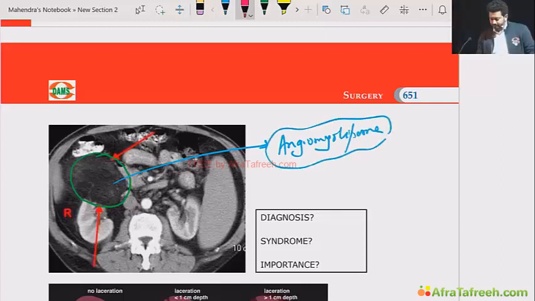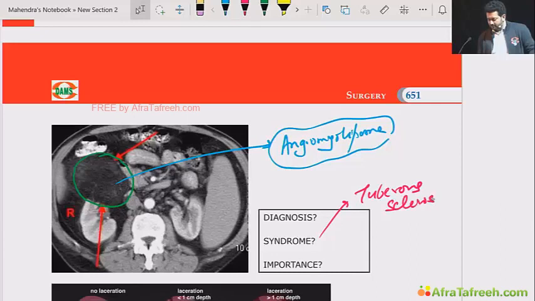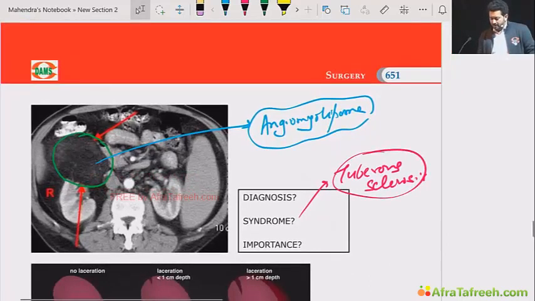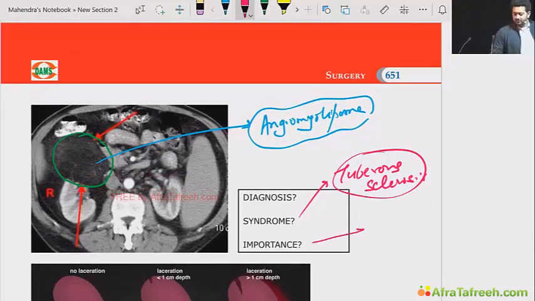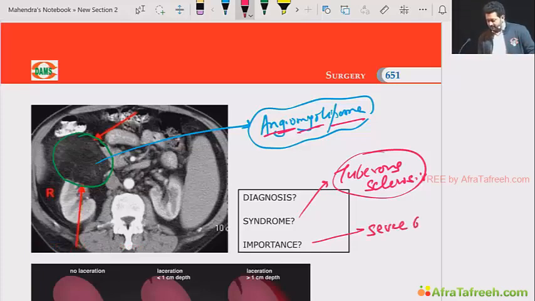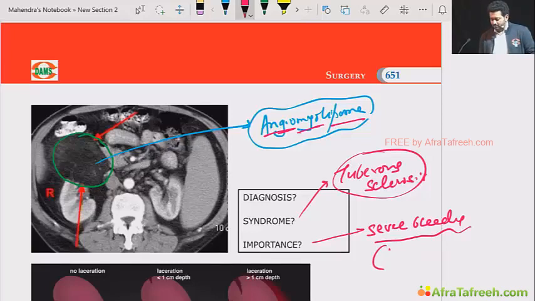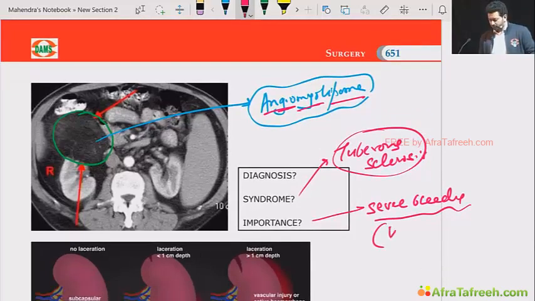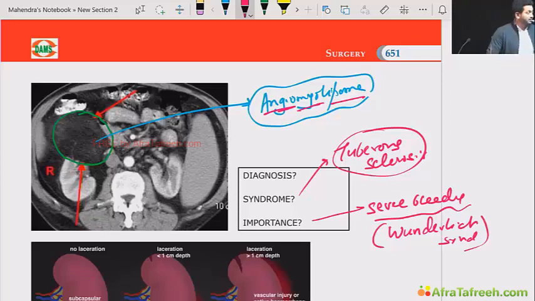Angiomyolipoma of the kidney. What is the syndrome which is associated? Tuberous sclerosis. This is the most common syndrome associated with angiomyolipoma. Importance is this, because it is made up of, you can see, angio, blood vessel, muscle, fat. So because there are blood vessels present, it can lead to bleeding. And the chances of bleeding are much higher in pregnant females. Severe bleeding can occur in pregnant females. What do you call that syndrome? Wunderlich syndrome. Wunderlich syndrome, severe bleeding in angiomyolipoma.